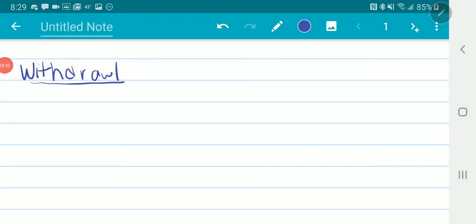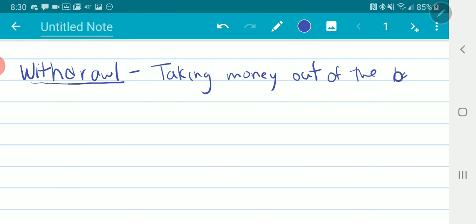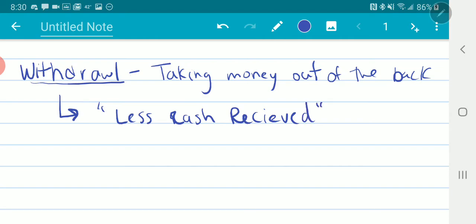The last important piece of vocab that you're going to need is a withdrawal. Now, what a withdrawal means is you're taking money out of the bank. Okay, so deposit's putting money in, a withdrawal is taking money out. Now, sometimes when you do this along with a deposit, this could be notified, or this could be worded as less cash received. Okay, so when you see less cash received or withdrawal, that means money is coming out of your bank.